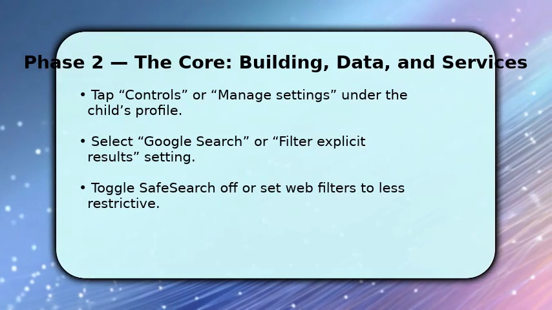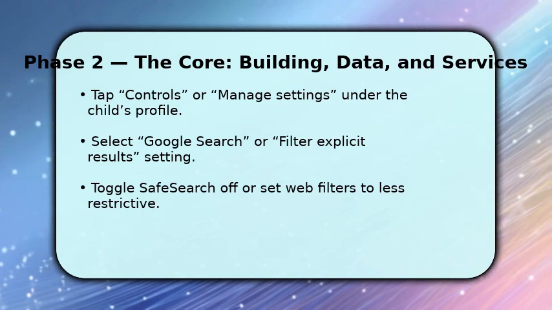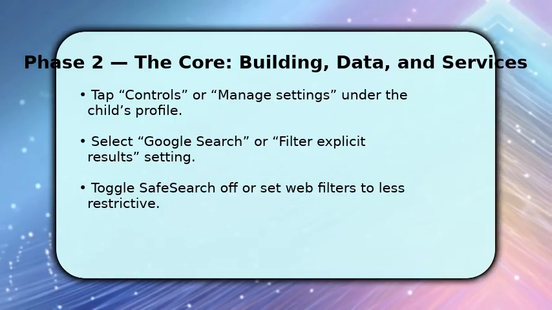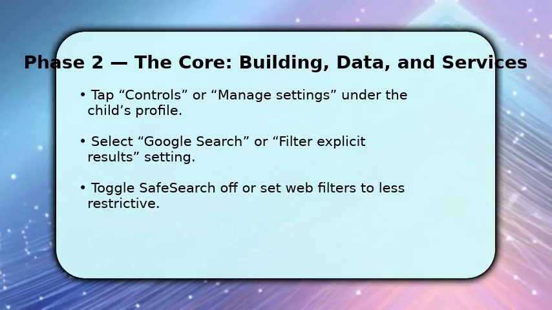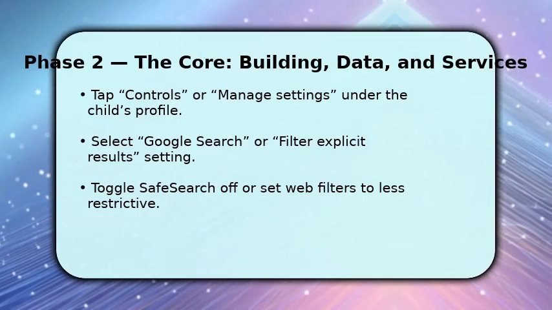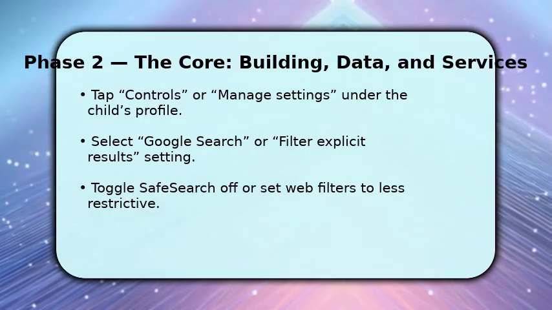Next, tap Controls or Manage Settings. This area holds search options. You'll see Google Search or Filter Explicit Results. Select it to reveal safe search and web filtering options. Change the toggle to off or choose a less restrictive setting and understand why. Safe search blocks explicit results broadly, so turning it off increases available content but reduces filtering.